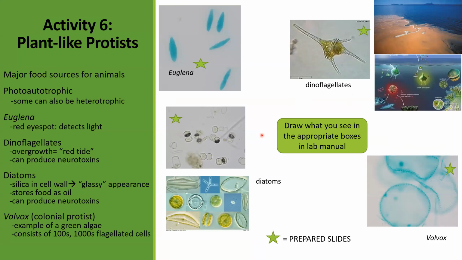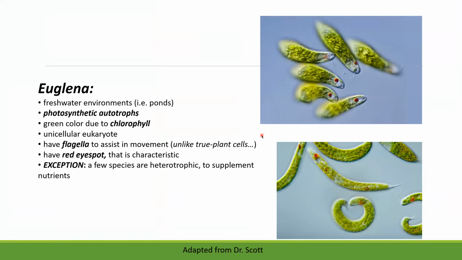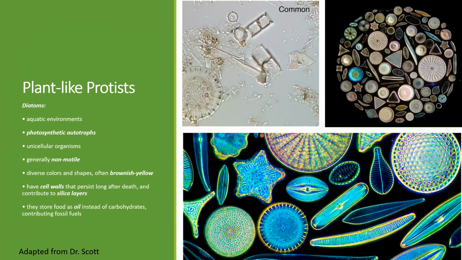So then you're going to move on to plant-like protists, and you're going to do the exact same thing. You're going to draw these organisms in your lab manual, and you're also going to answer the questions that I presented in the beginning of this. All the information is here for you. And these are diatoms, so these are very beautiful under the microscope. If you watch One Strange Rock with Will Smith on Netflix, you may have learned about diatoms.